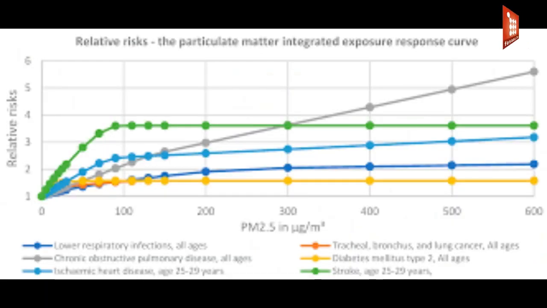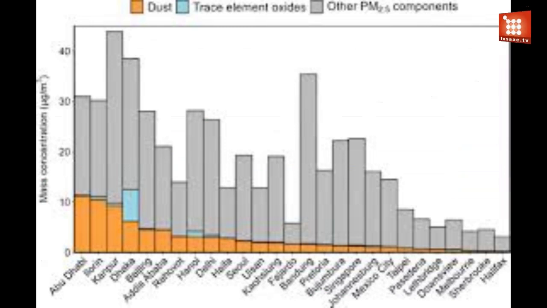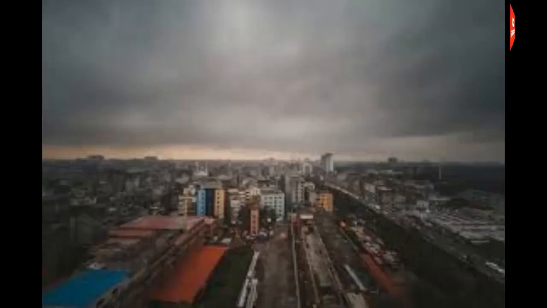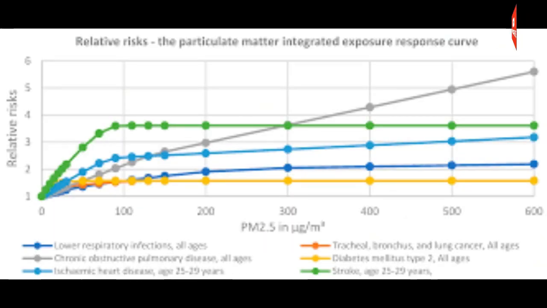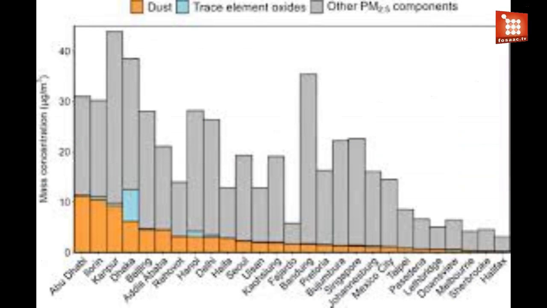trace element oxides. Trace elements such as lead and arsenic have well-documented associations with adverse health outcomes, while dust originates from both natural sources like deserts and human activities like construction and agriculture. Trace elements are predominantly emitted by human activities like fossil fuel combustion and industrial processes.